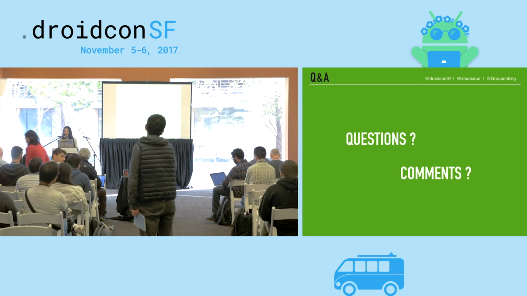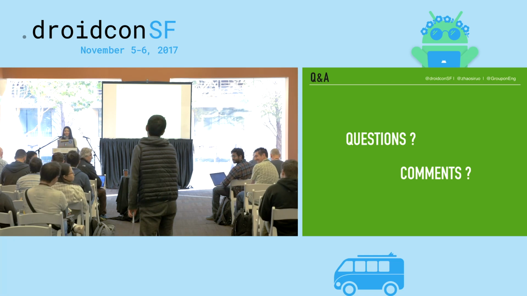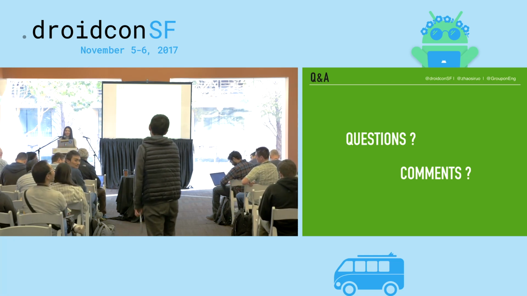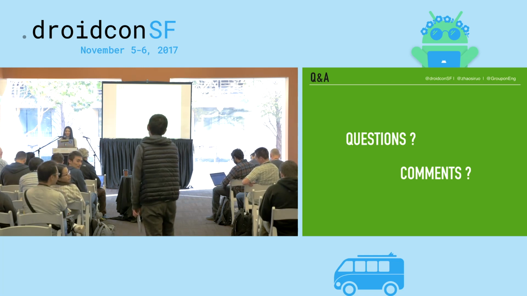So suppose we have thousands of warnings at the moment in the repo, and my team doesn't have enough time to solve them. Is there any way to just have Lint report new warnings?